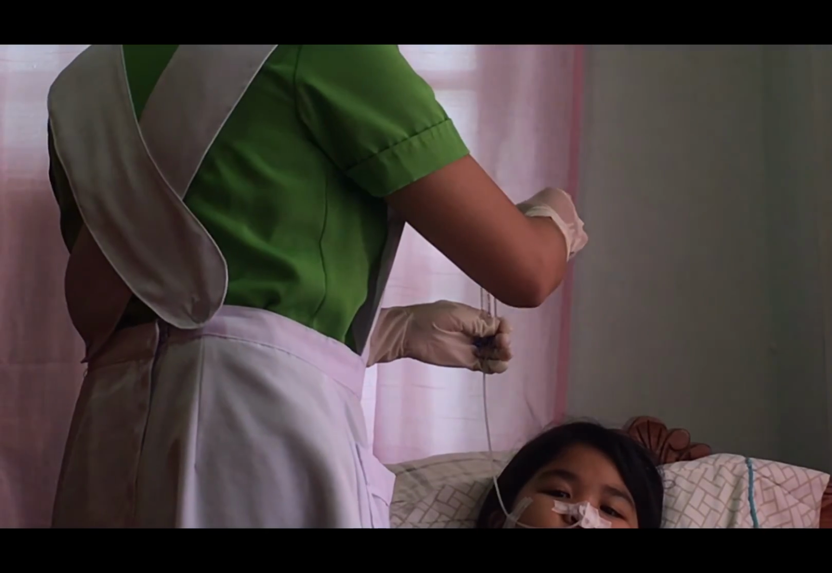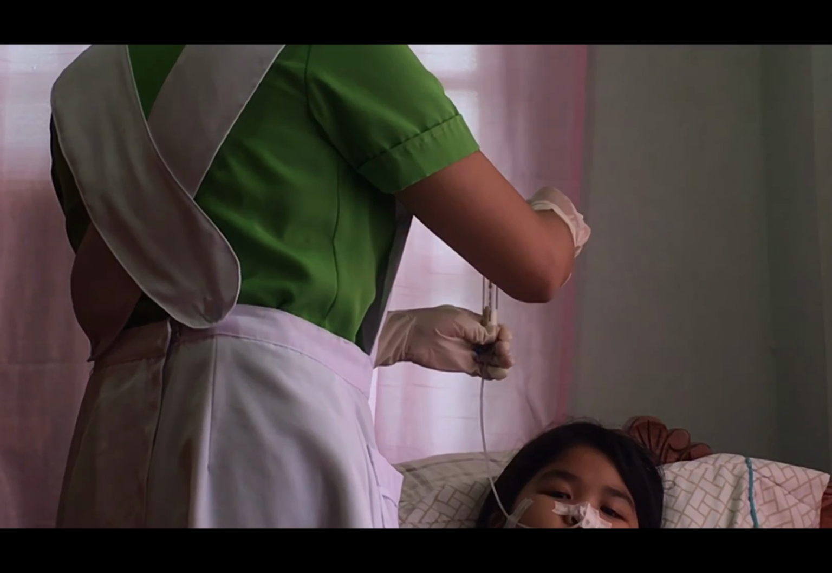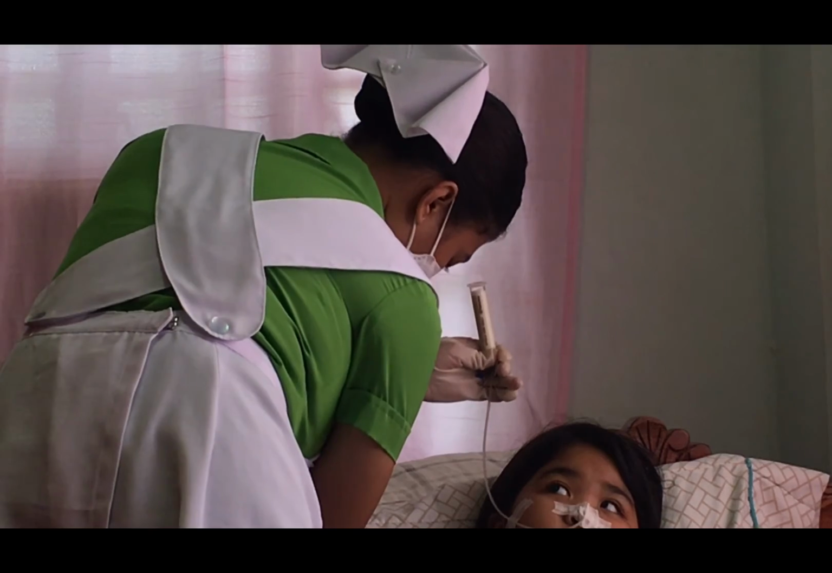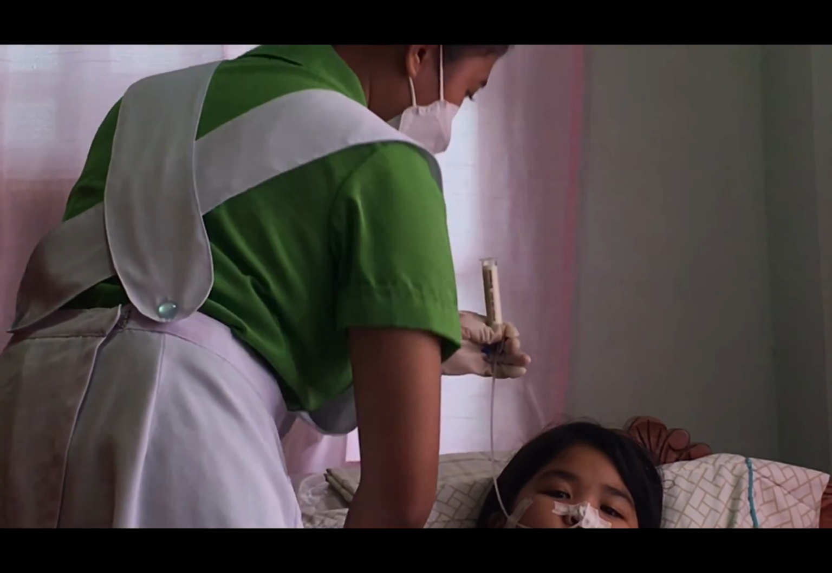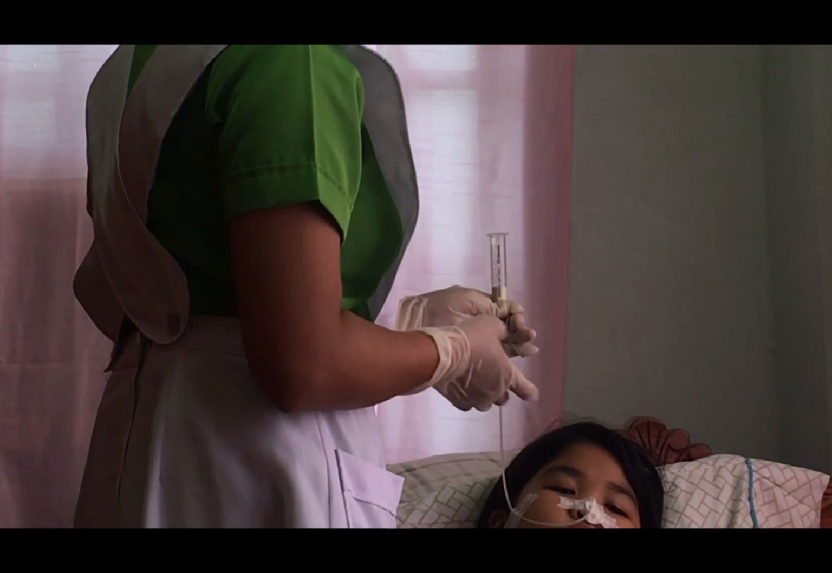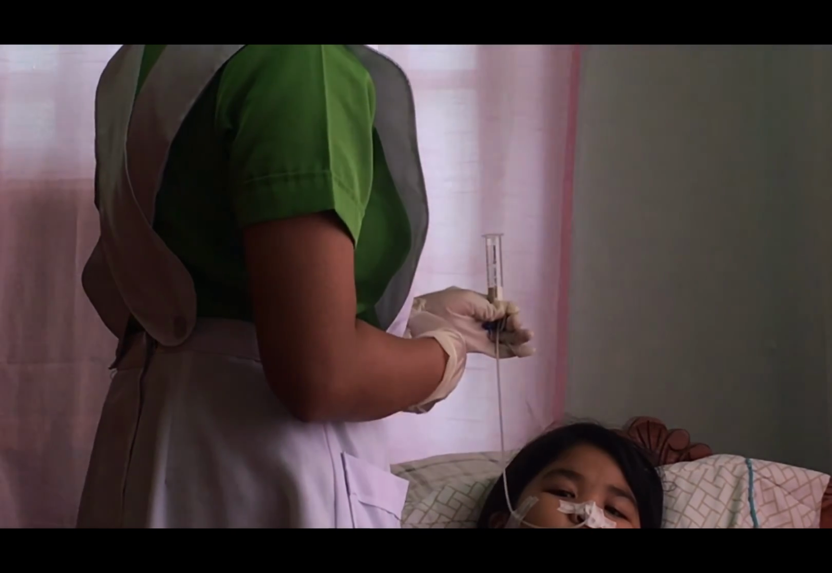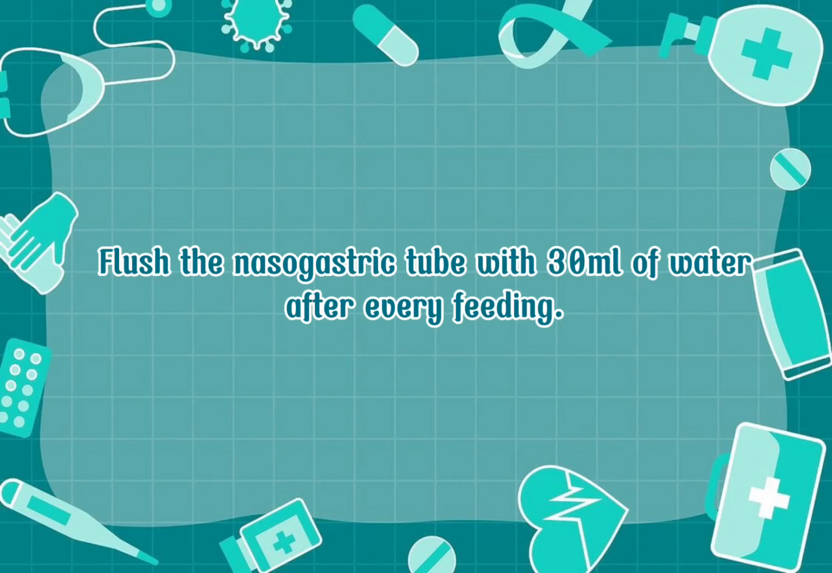Start oral formula feeding. Tell the patient that if she feels like vomiting to tell you immediately. Ma'am, if you feel that you are going to vomit, please tell me immediately so that we can stop it. Flush the nasogastric tube with 30 ml of water after every feeding.